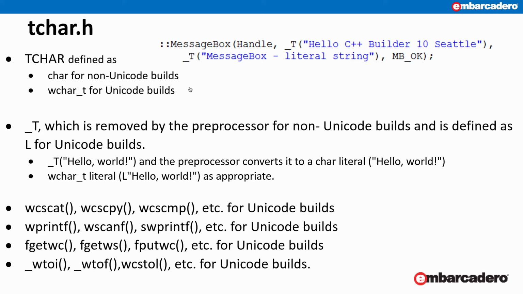Depending on whether the _UNICODE preprocessor macro is defined, as we just discussed in the last slide by setting C++Builder's _TCHAR maps to option, this tchar.h header defines the following macros for Unicode builds. So TCHAR, which is defined as char for non-Unicode builds, or it's defined as wchar_t for Unicode builds. _T, which is removed by the preprocessor for non-Unicode builds and is defined as uppercase L for Unicode builds.